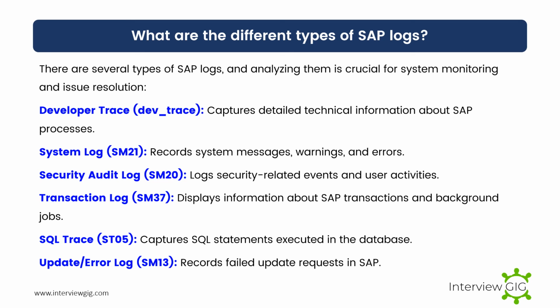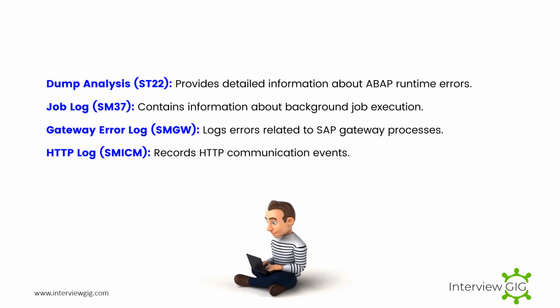Transaction log: SM37 displays information about SAP transactions and background jobs. SQL trace: ST05 captures SQL statements executed in the database. Update error log: SM13 records failed update requests in SAP. Dump analysis: ST22 provides detailed information about ABAP runtime errors. Job log: SM37 contains information about background job execution.